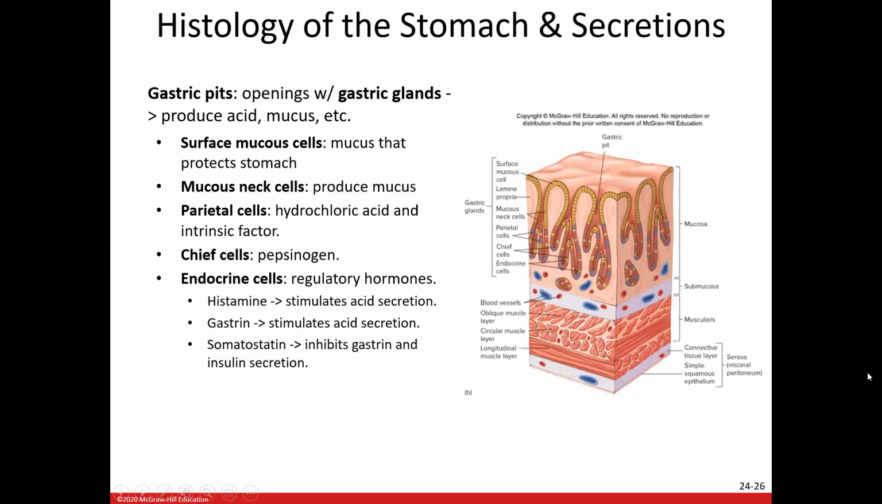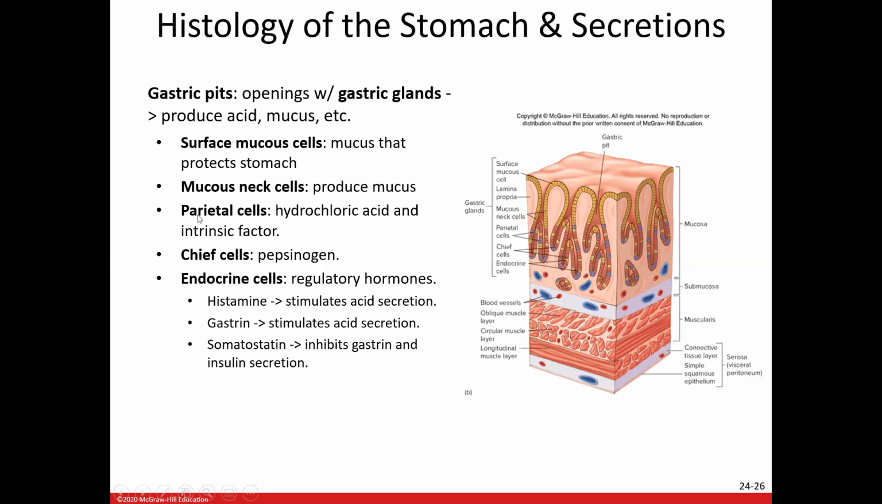So then going a little deeper with the histology level, in the actual tissue, we have what are called your gastric pits. And these are openings in the tissue that lead to what are called gastric glands. The gastric glands are responsible for producing a bunch of different things like stomach acid and mucus and different hormones. And within the pits, you have a bunch of different cell types. So your surface mucus cells and your mucus cells produce mucus. They help protect the stomach from the actual digestive acid so it doesn't eat itself away.